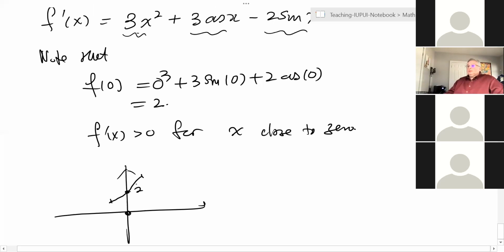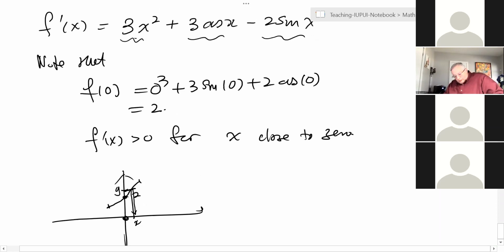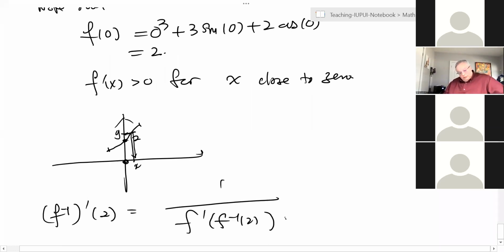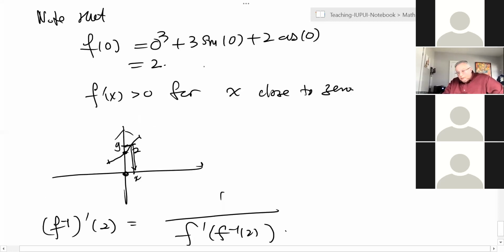The inverse exists for that piece. So here's the x, then you get the y because it's an increasing function. So you can go back to get x. So now you can use a formula. So that is going to be 0, right? Because the inverse exists.